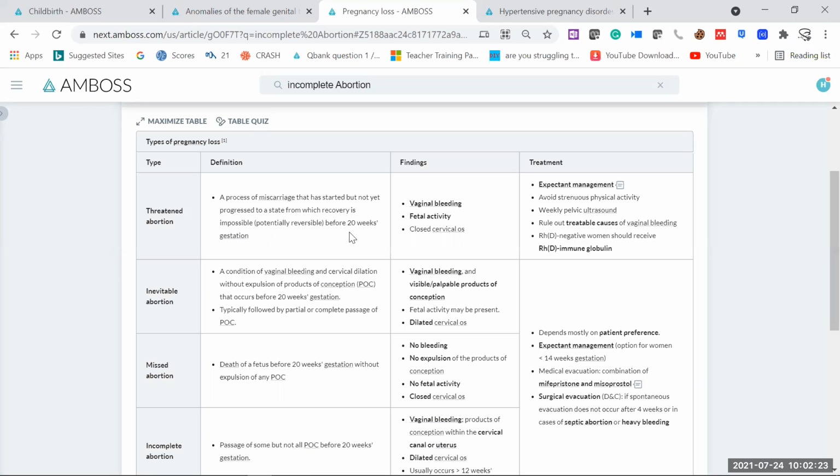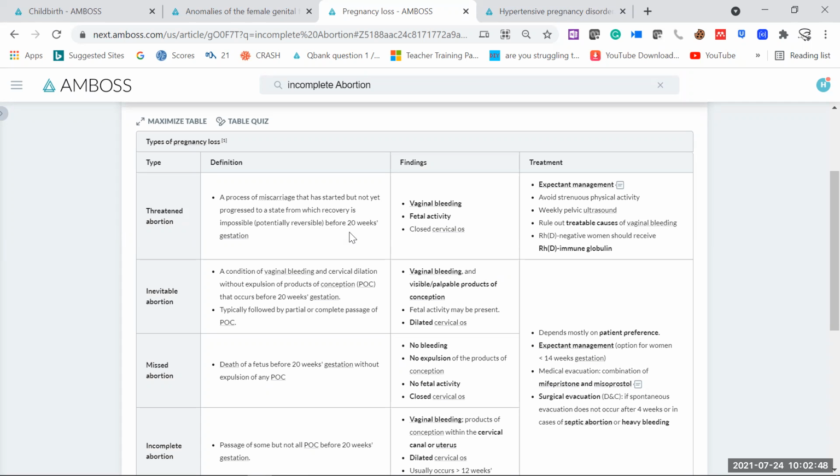So what we are going to see in our patients, the patient must be presenting with vaginal bleeding, there must be fetal activity and a closed cervical os. On examination, there will be a closed cervical os, there will be no opening. You're not going to feel any RPOCs or any products of conception in the vaginal canal or cervical canal. It's not like that. So that's why we are saying the pregnancy is all secured and we can continue with this one.